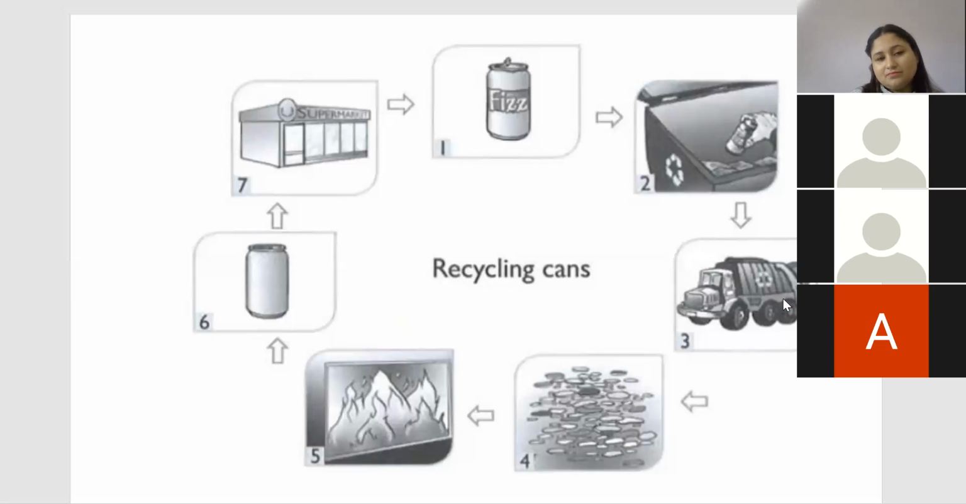From the image, it can be clearly seen that number 1 is the fish can, and the second one is its disposal into the bin, and it is also carried away by the truck. The fourth step is it is broken into pieces, and the fifth step is it is put in the fire. After that it is remolded and goes to the supermarket, and it again makes the fish can. This process goes on and on. Overall this picture is very informative and knowledgeable for me.